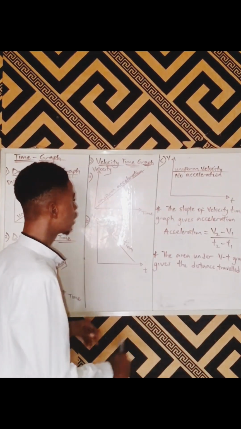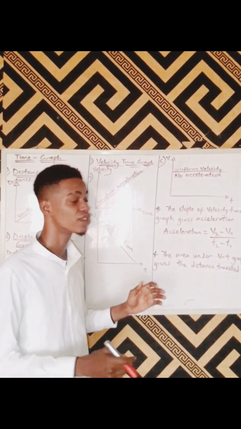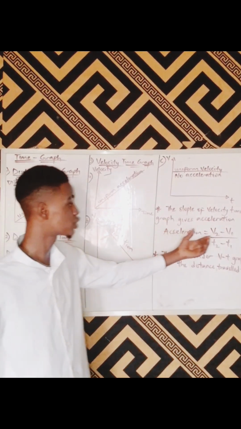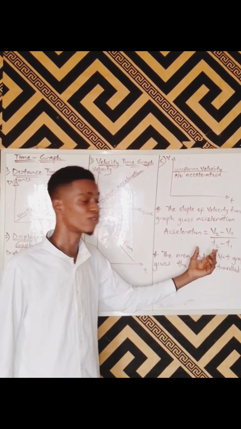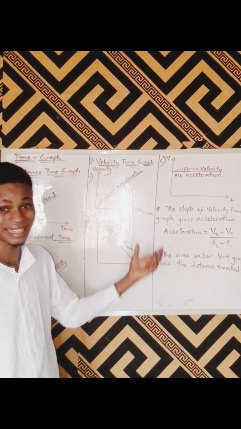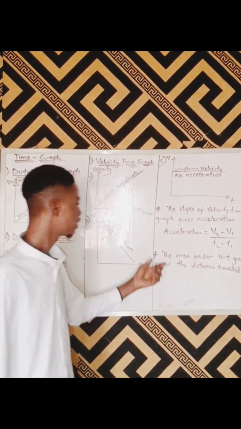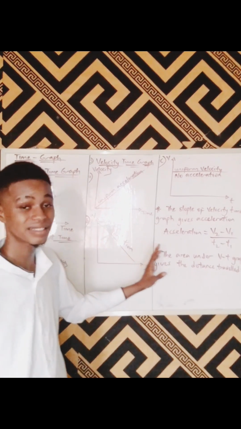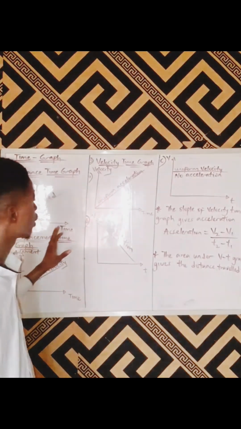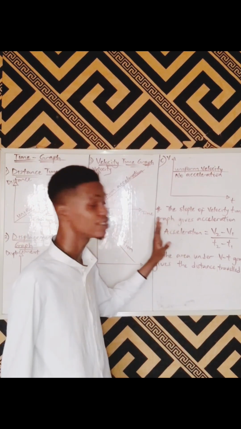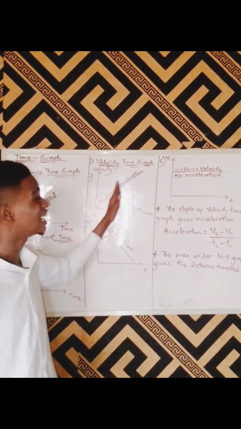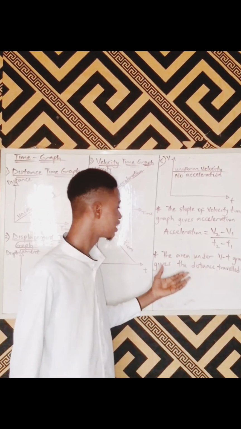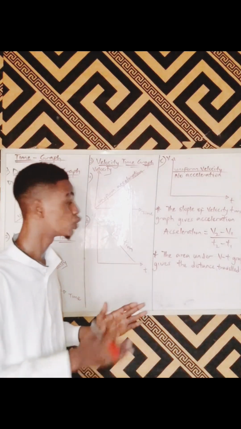Think of that. Now, the slope of a velocity-time graph gives acceleration, and to calculate this slope, it is v2 minus v1 over t2 minus t1. In the main class, I'm going to teach you this. Now the area under a VT graph gives the distance traveled. To find the area under a VT graph, you just find the area of the shape that is given. Take note of that.